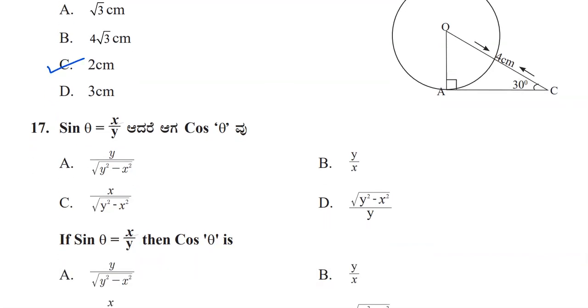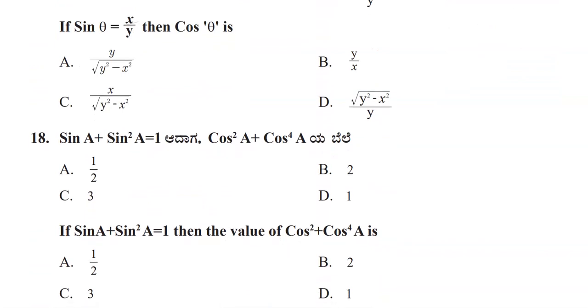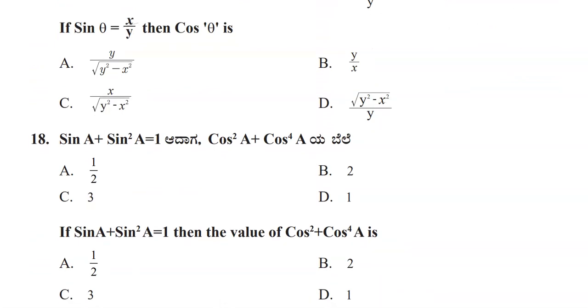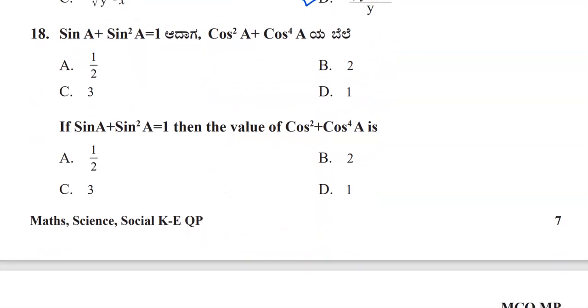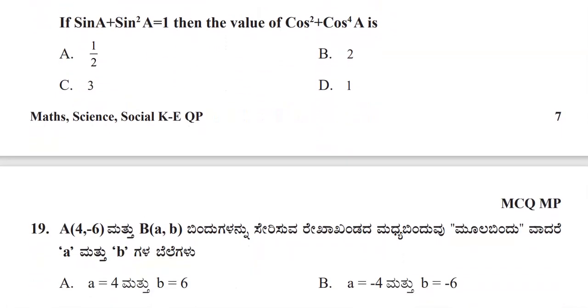Next, question number 17. Sin theta is equal to x by y, then cos theta is. The correct answer is option D, root of y square minus x square by y. Next, question number 18. If sin A plus sin square A is equal to 1, then the value of cos square A plus cos to the power 4 A is. The correct answer is option D, 1.